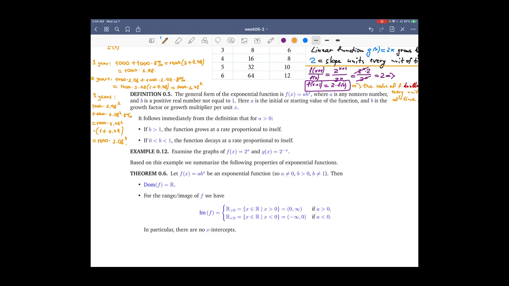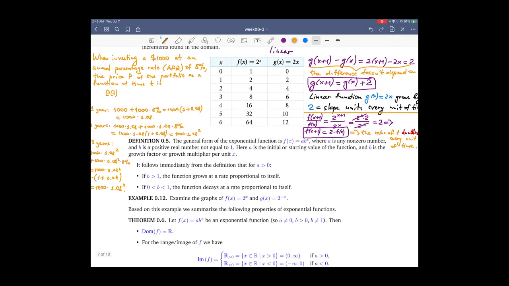We have here a very clear pattern, and so the price of portfolio P as a function of t is simply 1,000 times 1.08 to the power t, where t is measured in years.